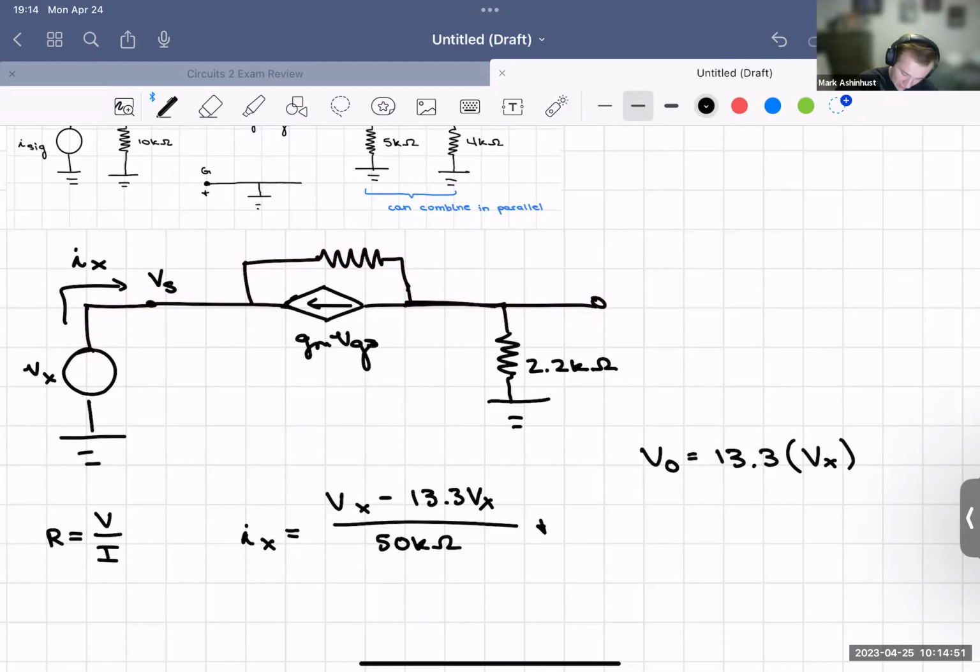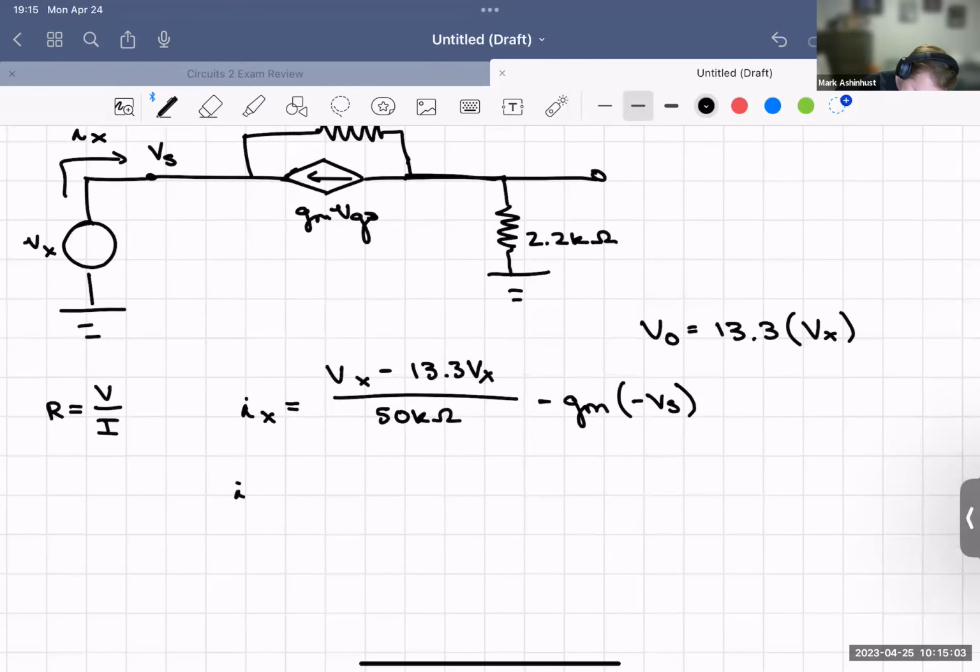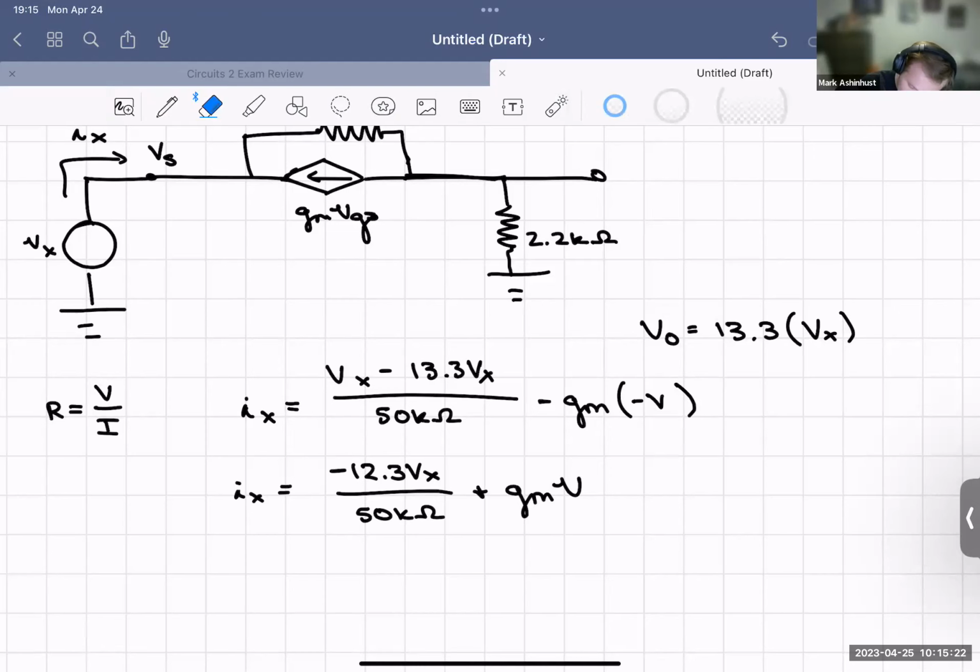And then we have our gm·vgs, which we're going backwards. So it's minus. gm·vgs is still negative Vs though, so it'll be positive. So we'll have Ix is equal to Vx, or actually it's going to be negative 12.3 Vx over 50K plus gm·Vs, which is not Vs, it will be Vx because of our test source.